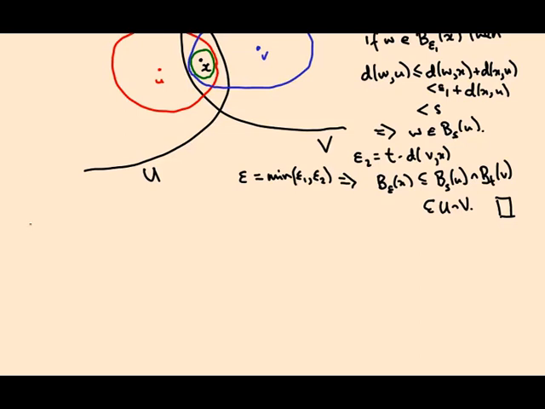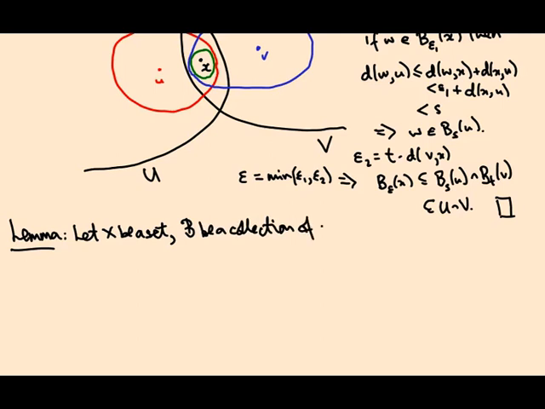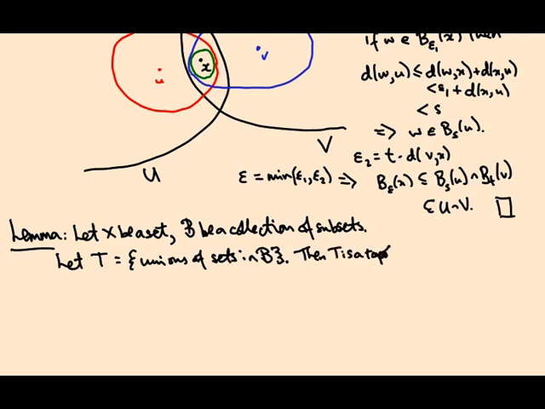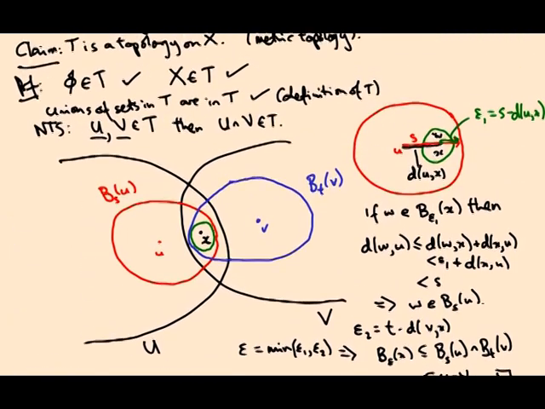So we can take away a moral from this proof that we've just seen, which I'm going to write as a lemma. Let X be a set and let B be a collection of subsets. Let T be the set of arbitrary unions of sets in B. Then T is a topology if some conditions hold. Let's go back and examine the proof and see what we actually need to check.